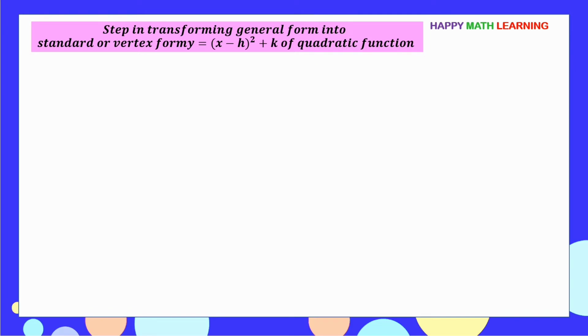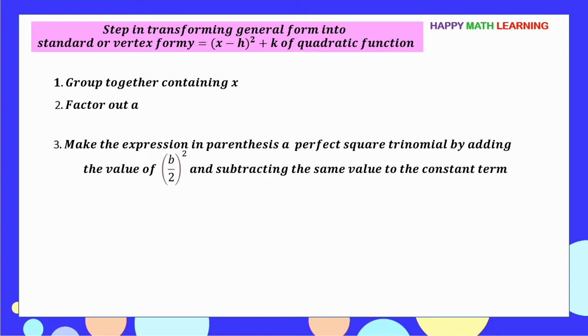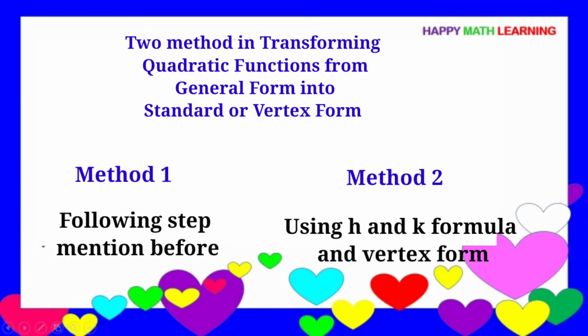Here are the following steps. Number 1, group together the terms containing x. Number 2, factor out a. Number 3, make the expression in parentheses a perfect square trinomial by adding the value of 1/2 b squared and subtracting the same value to the constant term. Number 4, simplify. Number 5, express the perfect square trinomial into square of binomial, y equals the quantity of x minus h squared plus k. We have two methods in transforming general form into standard or vertex form.